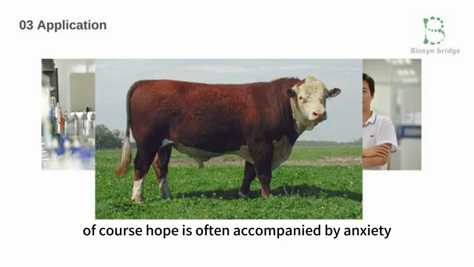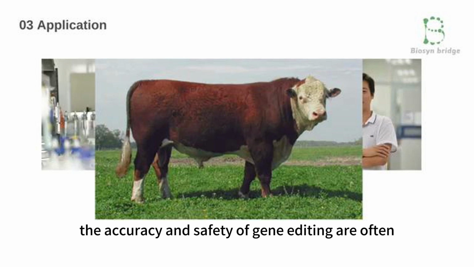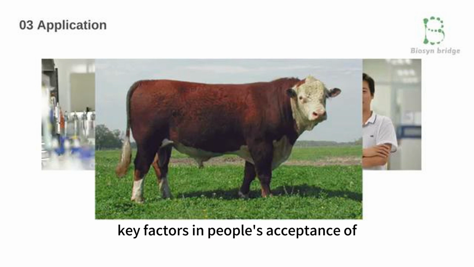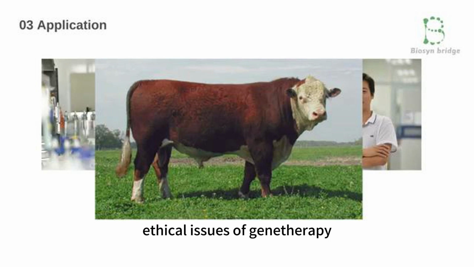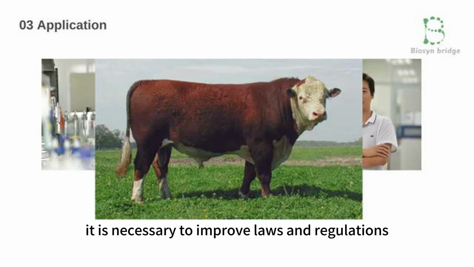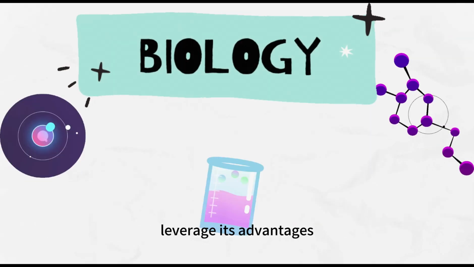Of course, hope is often accompanied by anxiety. Examples such as gene-edited babies may also make us consider the boundaries of technology. The accuracy and safety of gene editing are often key factors in people's acceptance of gene editing technology and the subsequent ethical issues of gene therapy. Therefore, it is necessary to improve laws and regulations to further standardize the application of technology in order to fully leverage its advantages.